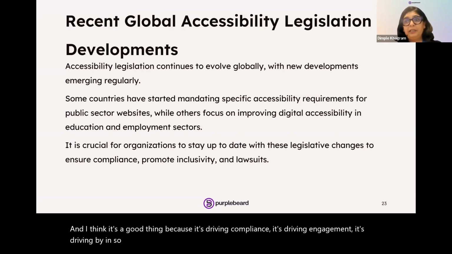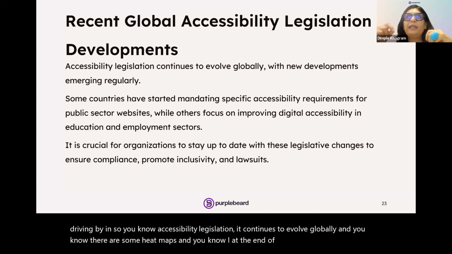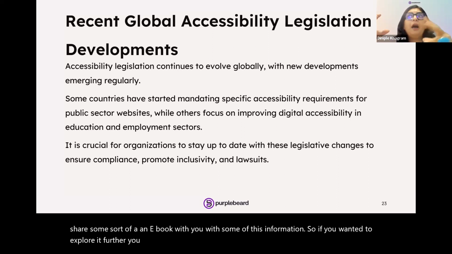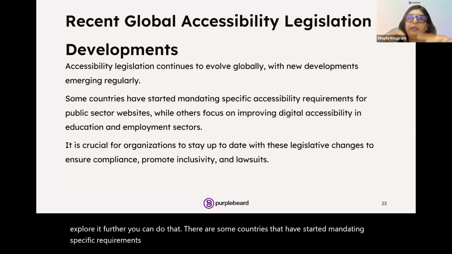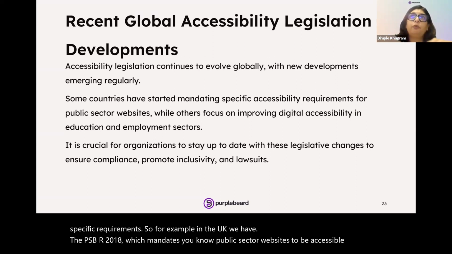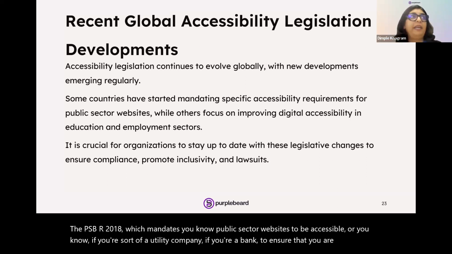Accessibility legislation continues to evolve globally. There are some heat maps, and at the end of the second session, we will share an ebook with you with some of this information, so if you want to explore it further, you can do that. There are some countries that have started mandating specific requirements. For example, in the UK, we have the PSBAR 2018, which mandates public sector websites to be accessible, or, if you're a utility company or a bank, to ensure that you are accessible.